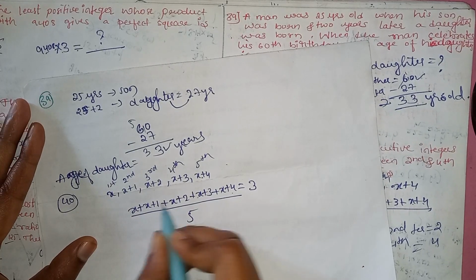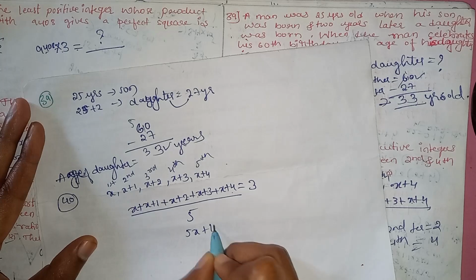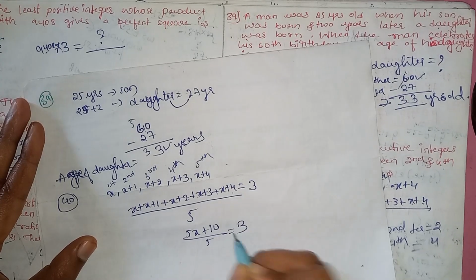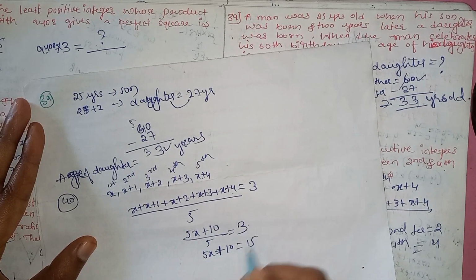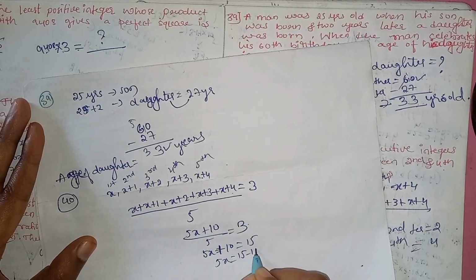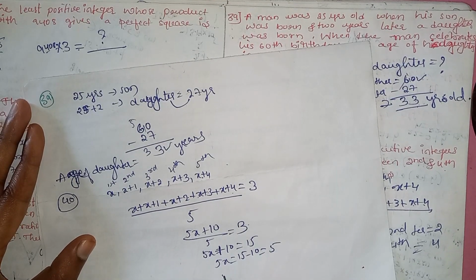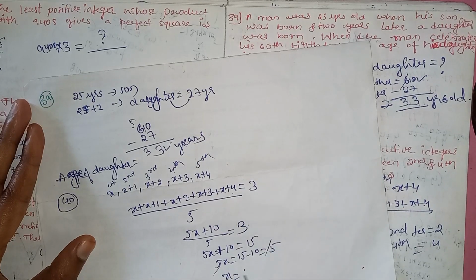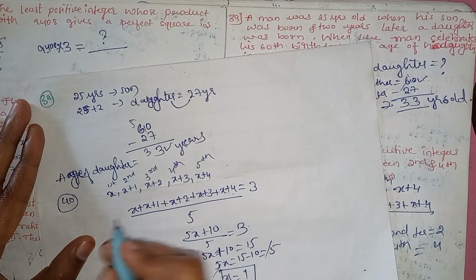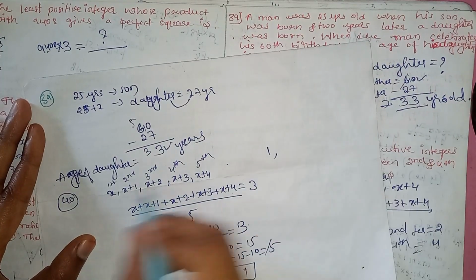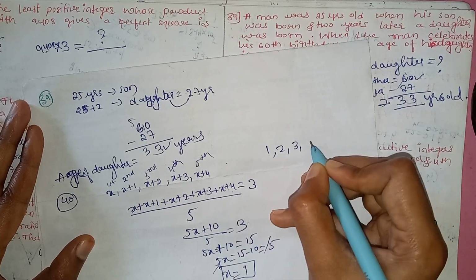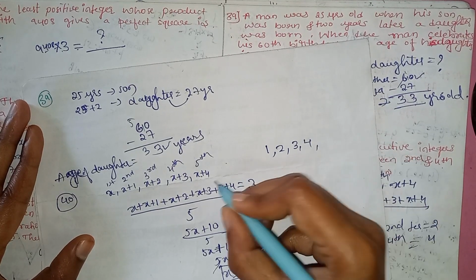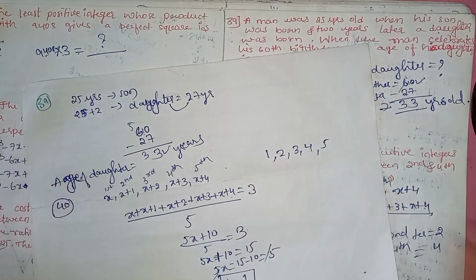5x plus 1 plus 2 is 3, 3 plus 3 is 6, plus 4 is 10, divided by 5 is equal to 3. Yes, what is the value of x then? 5x plus 10 is equal to 5 threes are 15. Then 5x is equal to 15 minus 10, which is 5. So x is equal to how much? 5 and 5 get cancelled, x is 1. If the first term is 1, the next term is 1 plus 1, 2, the third term is 1 plus 2, 3, then 1 plus 3, 4, and 1 plus 4, 5. So these are the 5 consecutive integers.